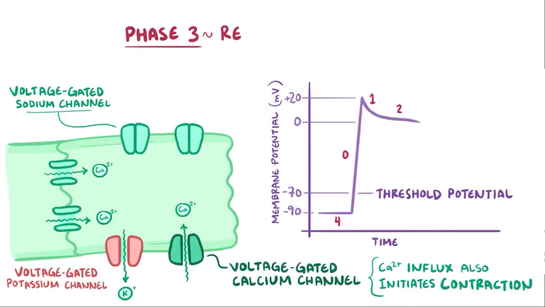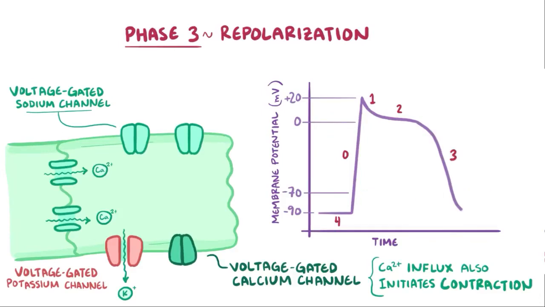During phase 3, or repolarization, the calcium channels close, but the potassium channels stay open, resulting in a net outward positive current. At the same time, ion pumps start to move calcium ions out of the cell as well, and that causes the heart to relax. Eventually, the membrane potential gets back to negative 90 millivolts, and we start over with phase 4 again.